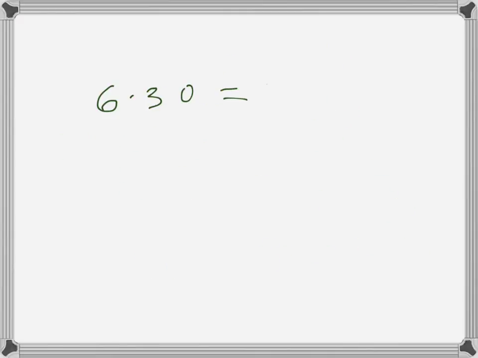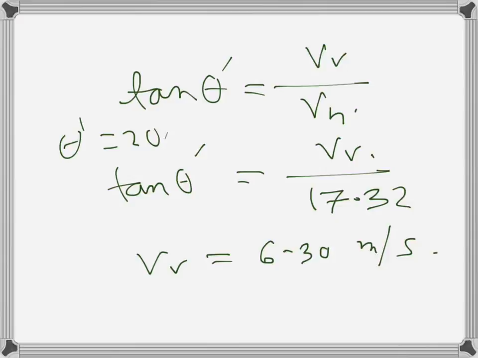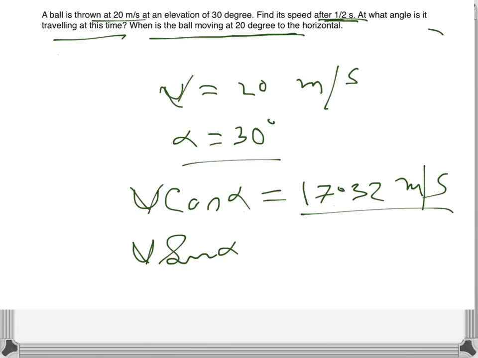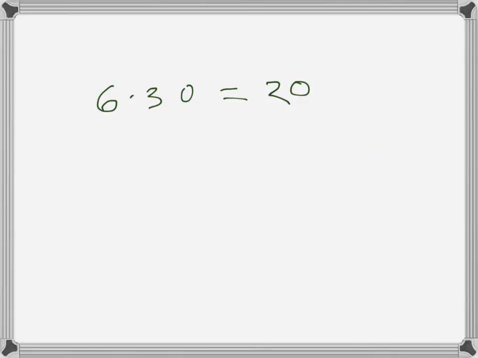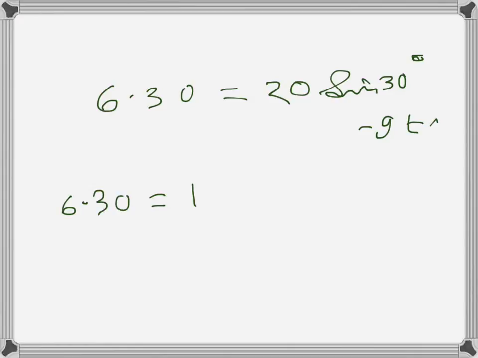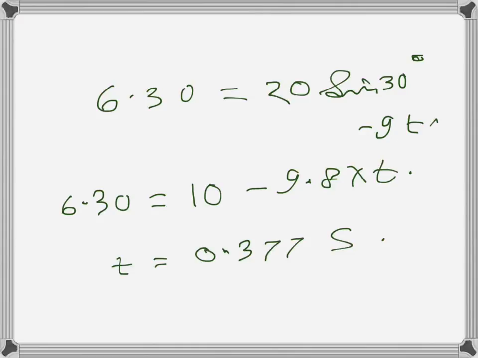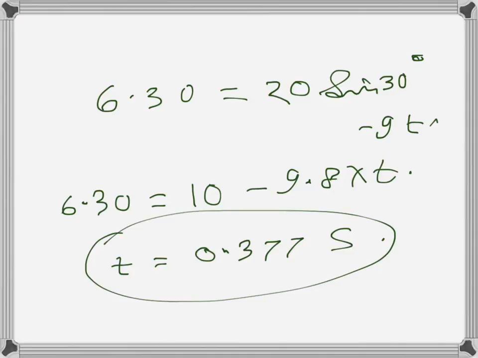So anyway, here it will be 6.30 and the initial vertical velocity is, again, 20 times sine 30 degrees, that's the initial one, minus gt. So that's 6.30, and this is 10 here, minus 9.8 times t. T is what we want to find here. So we get 0.377 seconds. So after 0.377 seconds, the angle becomes 20 degrees.